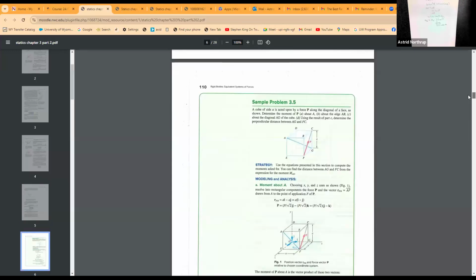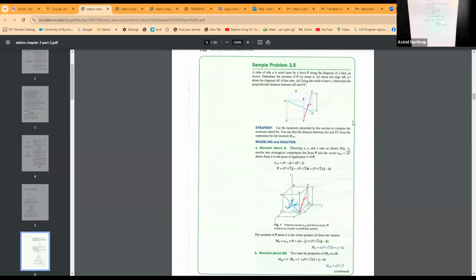All right. So for example, just really quickly take a look at this. We have a cube, and we have a force acting from point F to point P. And we want to determine the moment of P about point A, about the edge AB, and then about the diagonal AG. Well, let's take a look at AB. If that's going to be the axis, the hinge, if we were looking for a practical idea, would be right here at AB.